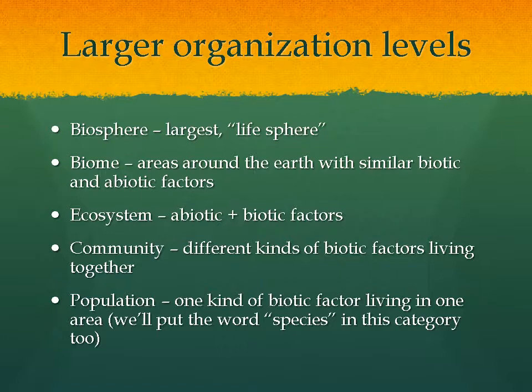So, the tundra, the temperate forest, all of those things are different biomes. Then we have an ecosystem. An ecosystem is just an area where we look at all the abiotic and biotic factors. So if we were looking at Washington Township, the ecosystem would be the people, the squirrels, the dogs, the soil, the water, the air.